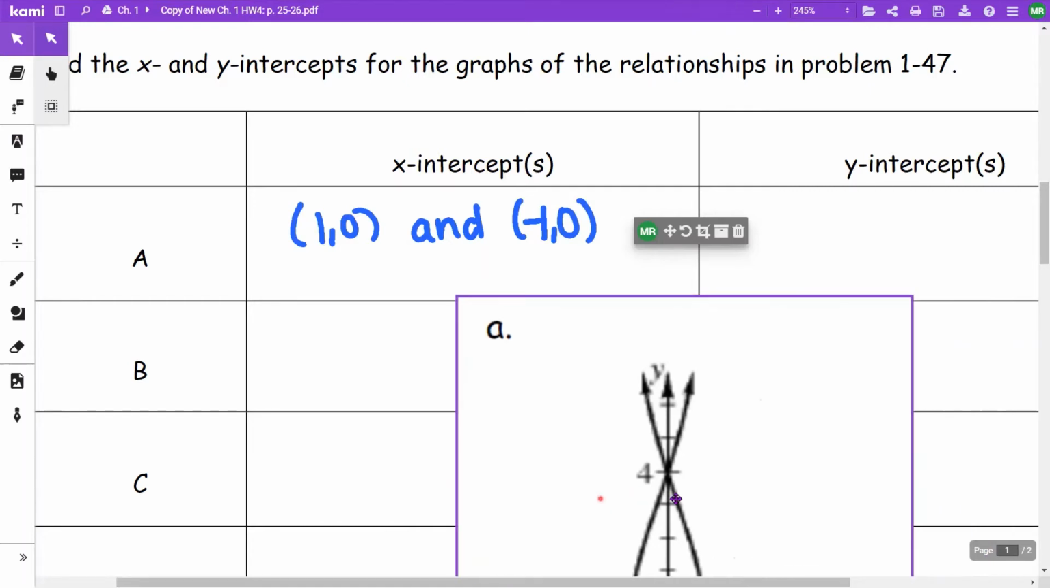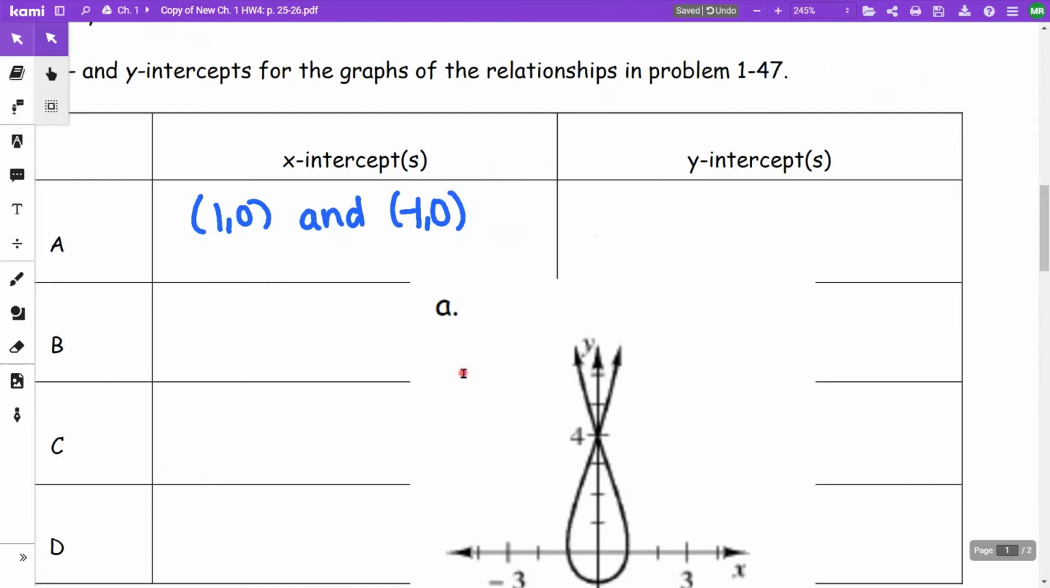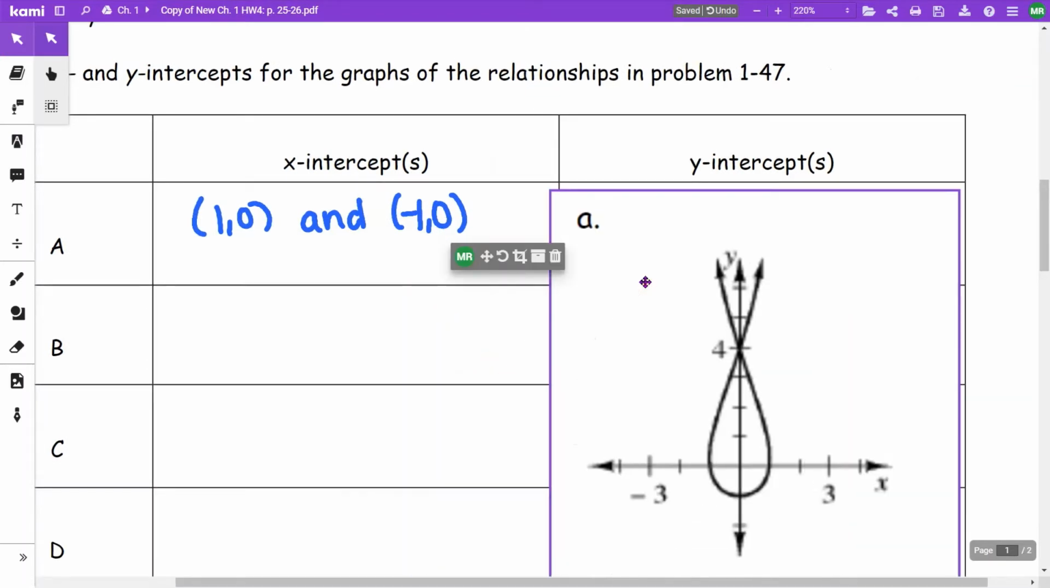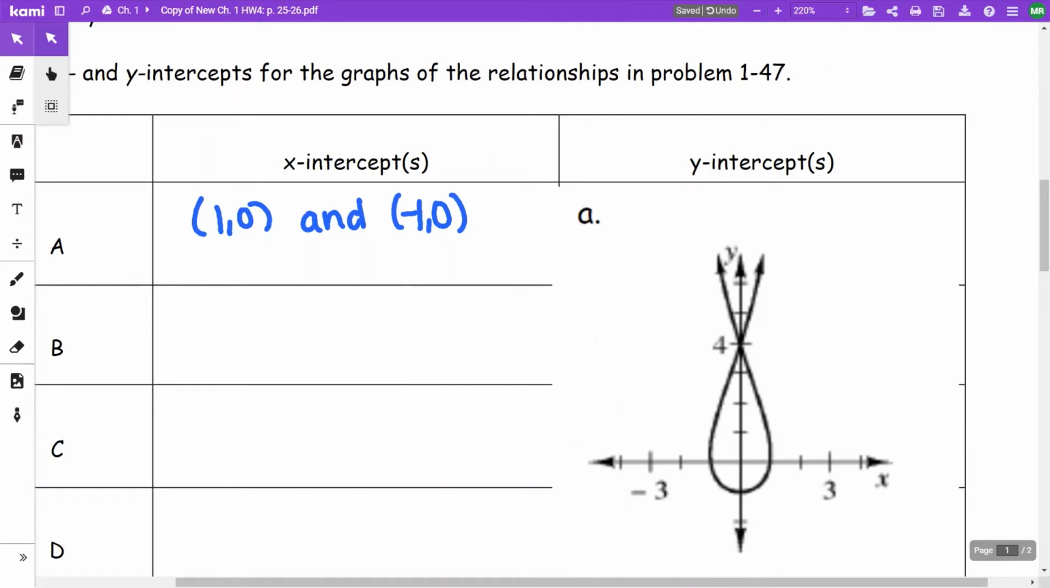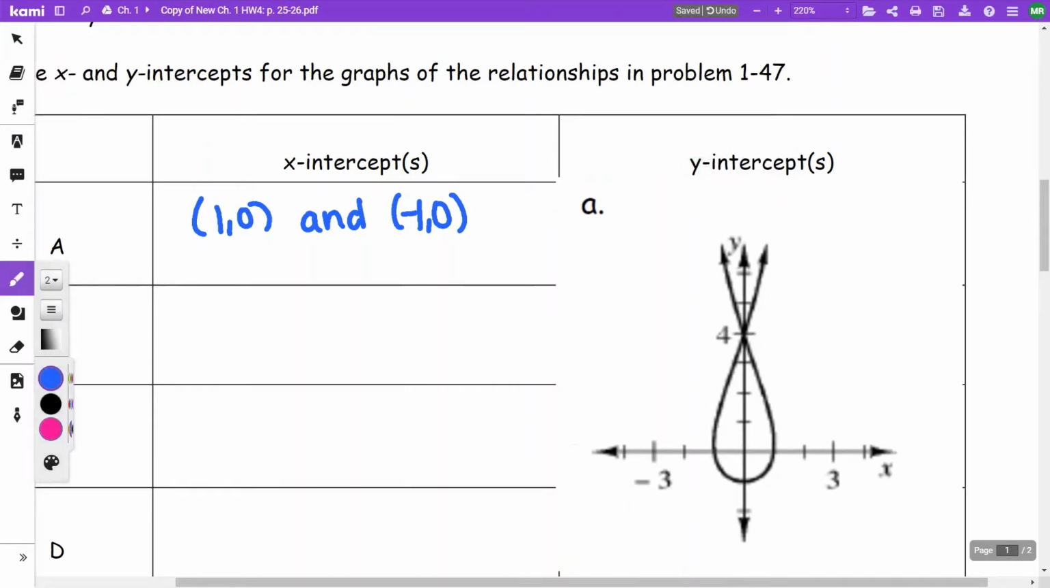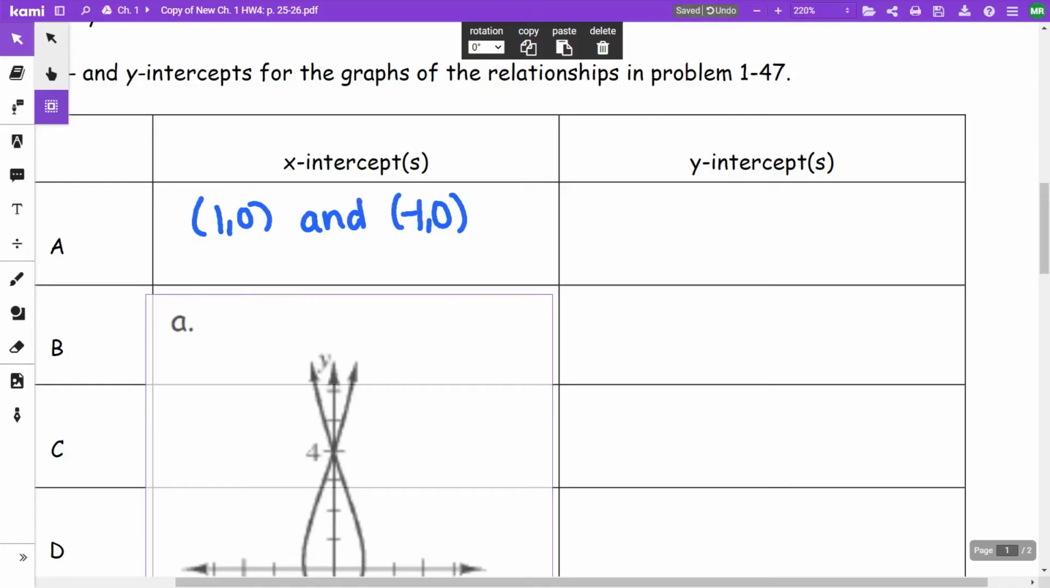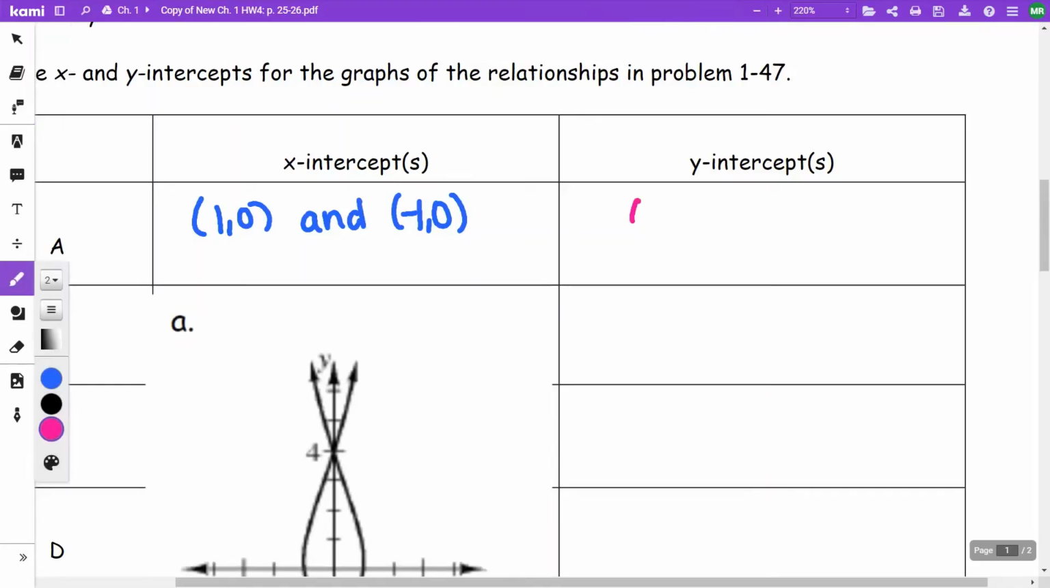Now for the next one, we want to find the y-intercept, okay? The y-intercept is where it crosses the y-axis. So if I draw a line on the y-axis, you see it crosses here, which looks like at -1, and here at 4. So that point's going to be 0, -1, and this point's going to be 0, 4. So that's what I'm going to write, 0, -1, and 0, 4.